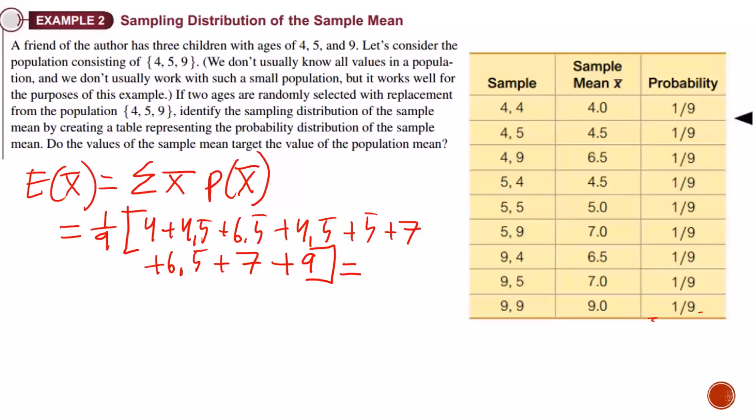What do we get? Participate. We got a number here. It's pretty easy to type in your calculator. You could just add all these numbers and then divide by 9 if you're using your phone.